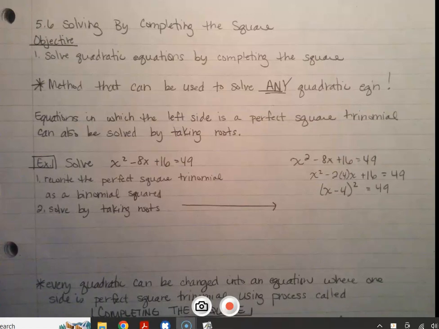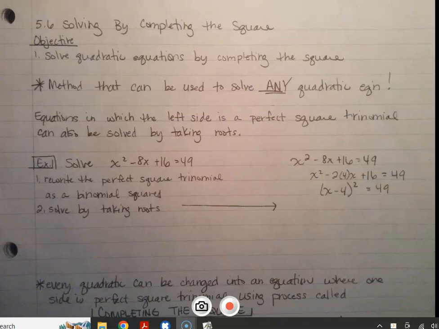All right, so for 5-6 today, we are solving by completing the square. The objective is to solve quadratic equations by completing the square, and it's a method that can be used to solve any quadratic equation. Okay, that's kind of new. The strategies we've learned so far haven't been able to do that. So we're, again, solving a trinomial or quadratic equation, and just learning more and more ways to do that.